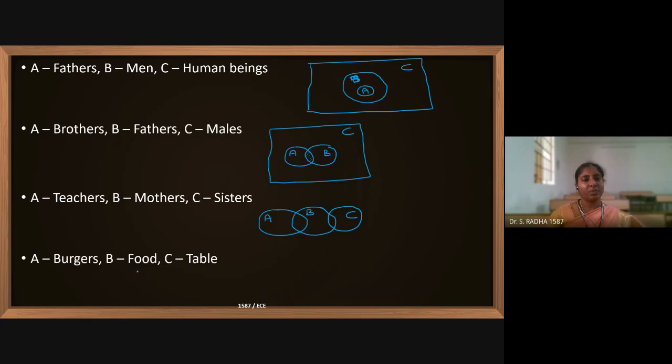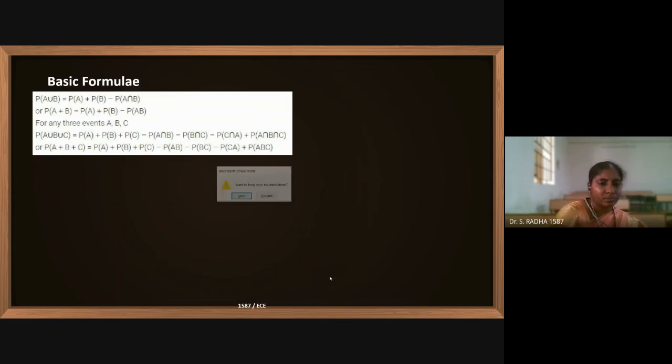The last one, burgers, food, table. If you see here, we will take B as the outer region because it is food related, and burger is a subset, it is a kind of food, so I will put it inside B. And a table is a different thing, not related to both of these, so I will put it separately. This is the Venn diagram for the last one. Burgers are a subset of food, tables are different. Okay.